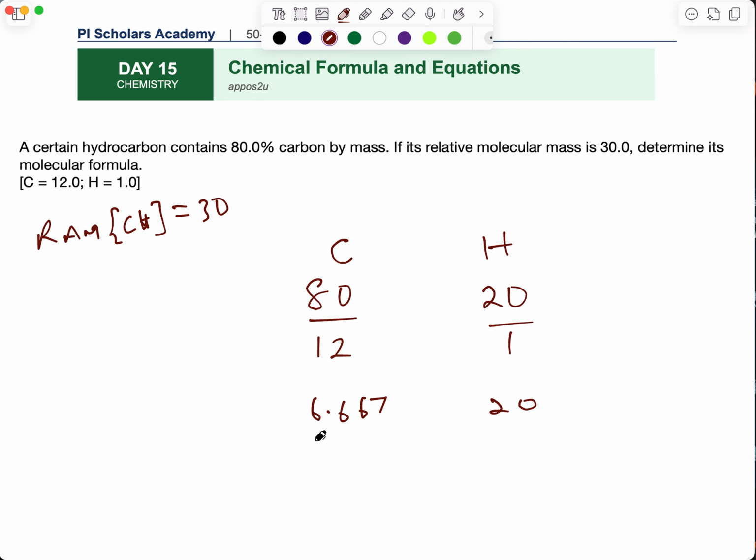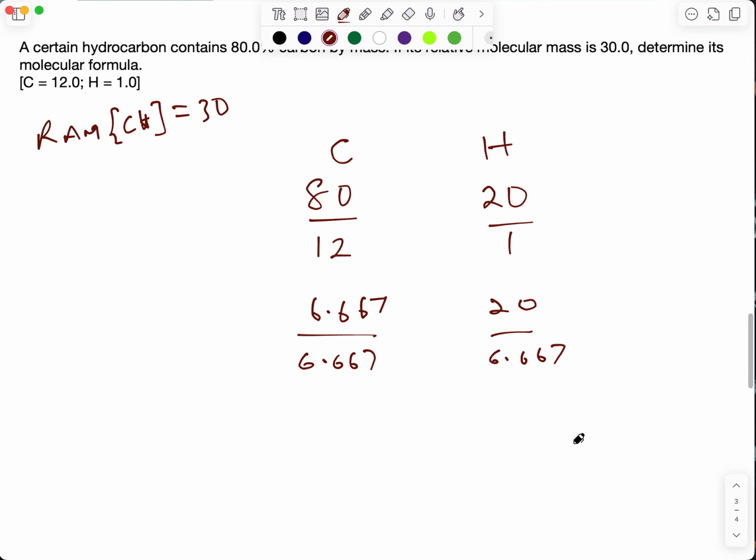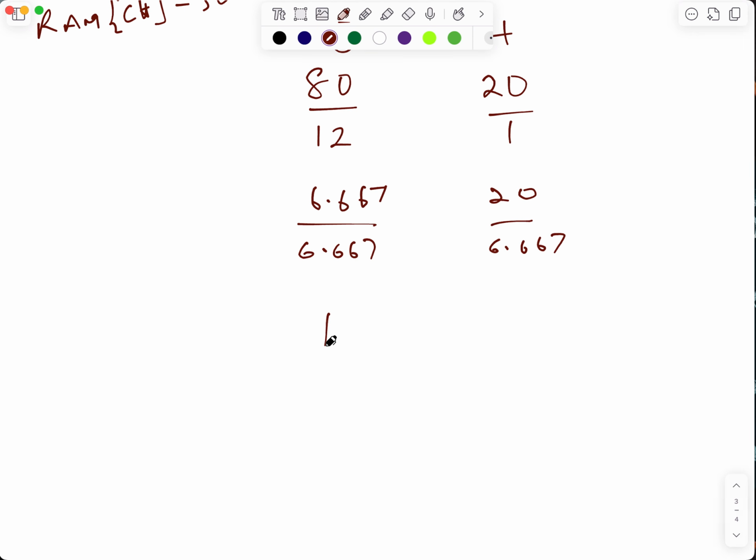So you divide each by 6.667. So this is going to be 1. And 20 divided by 6.667, this is going to be approximately 3. So in that situation, what we're going to have there is going to be CH3.